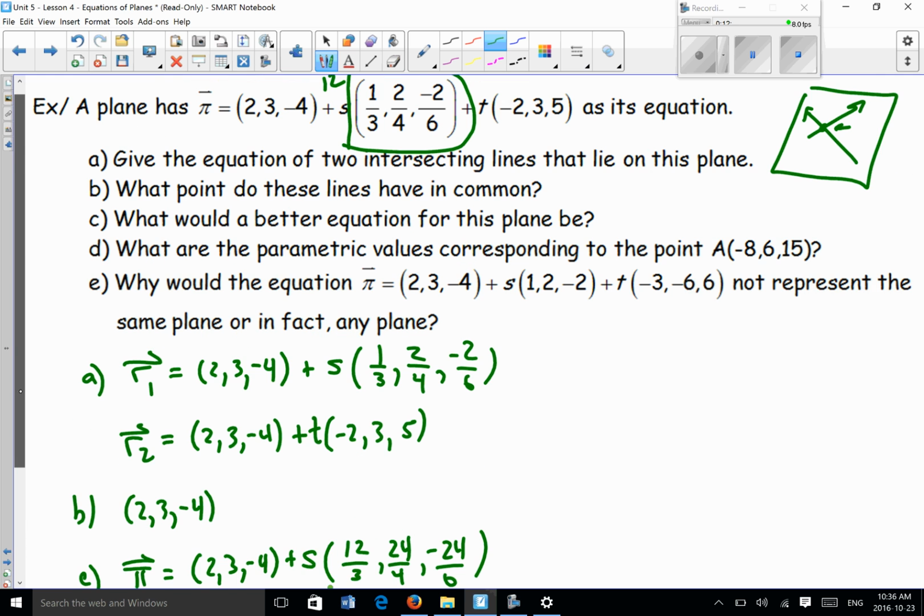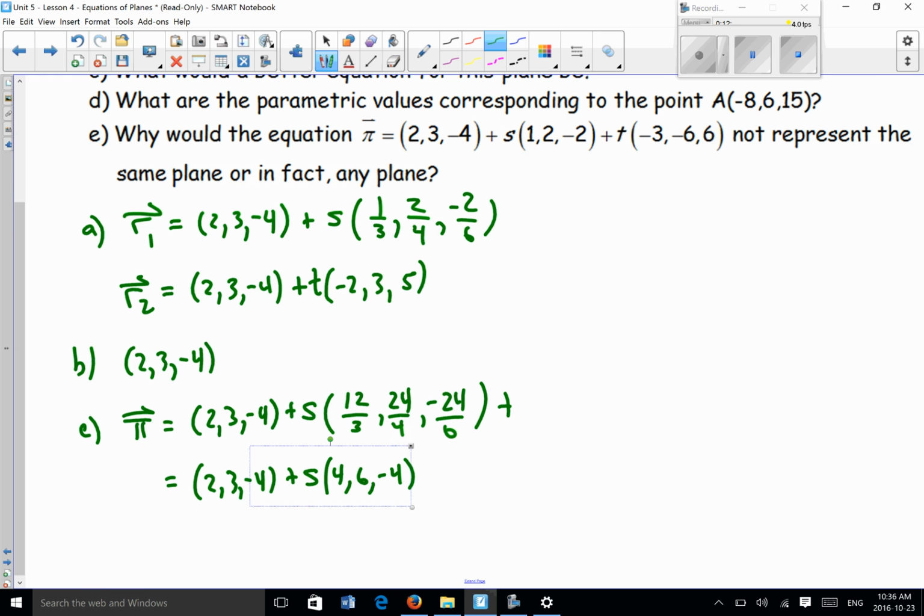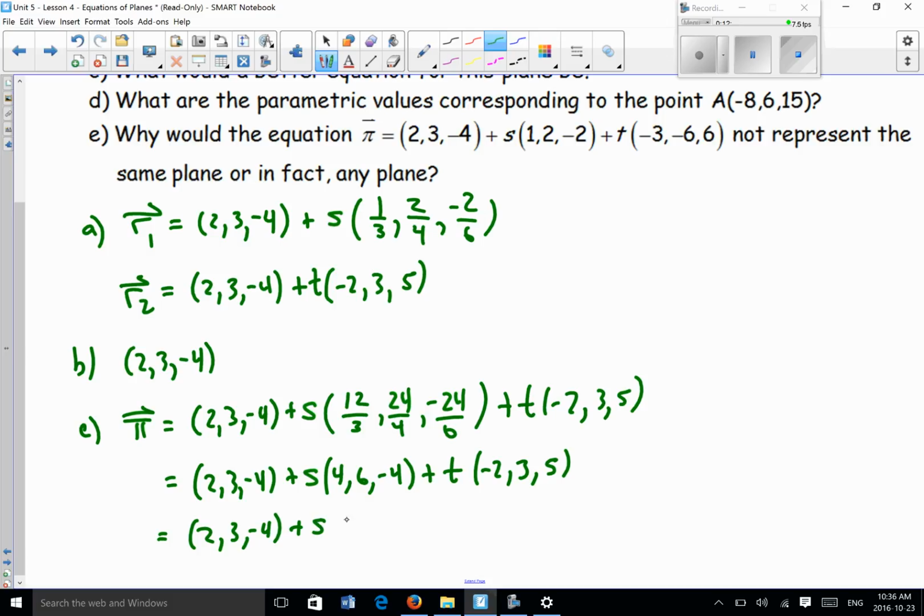We need the t part there too. Negative 2, 3, 5. This would be a better, easier version to work with, probably. You could even change that one if you want to. You could say this is the same thing as 2, 3, negative 4 plus S. Those are all multiples of 2, so we could say that. That might be easier to work with than the fractions or even larger numbers. But every single one of these is equivalent to each other because they're the same directions, just different versions of each other.